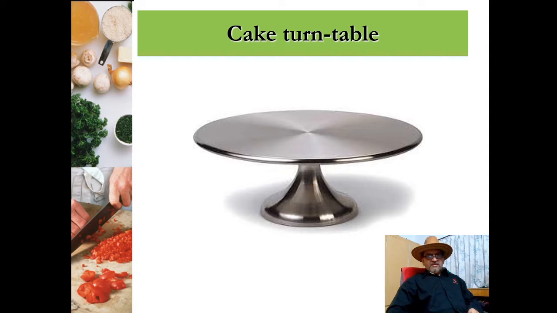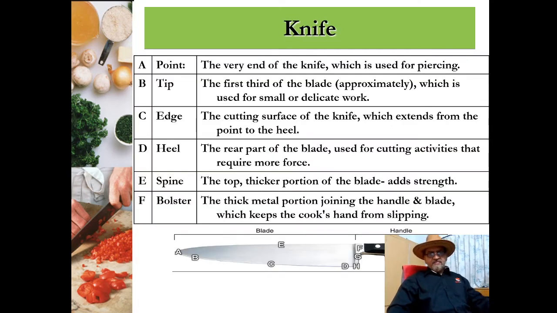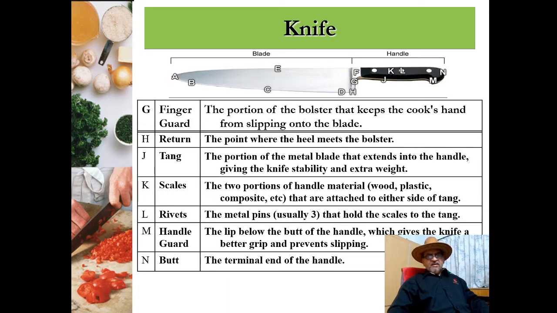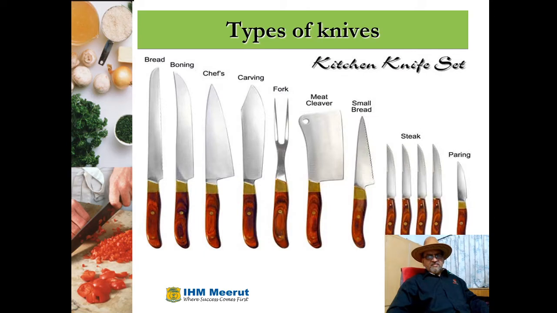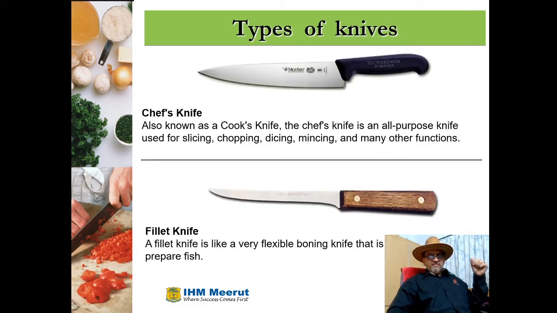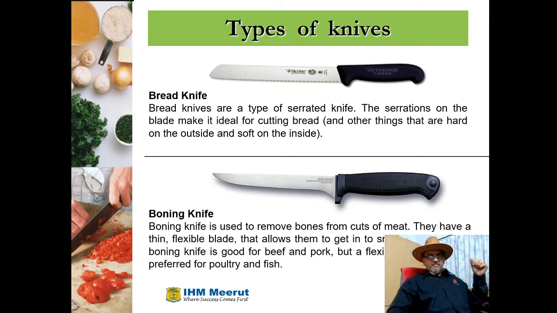turntable, ladles, knife. Now this is important. Tip, edge, heel, spine, and bolster. Since this is just a recap, I'll not spend a lot of time here. Different types of knives. Just to recap.